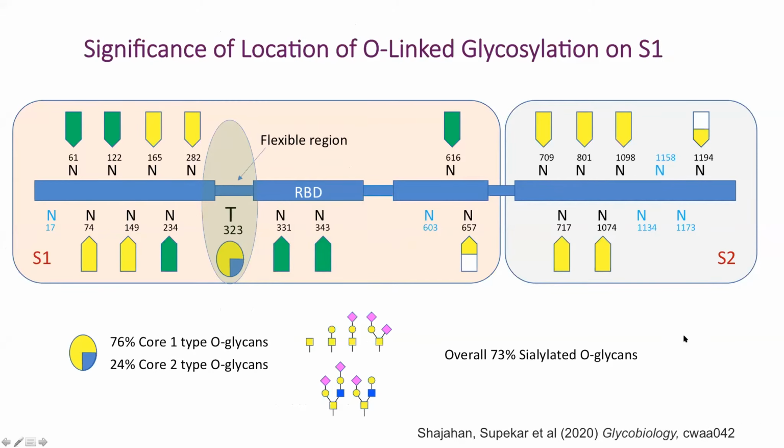So, the significance of O-glycosylation in the S1 subunit. We have observed O-glycosylation at threonine 323 in the S1 subunit. This is close to the RBD region and it's in the flexible region, so it may have implications. The structures that we have observed are 76% core 1 type O-glycans and 24% core 2 type O-glycans, and they are predominantly sialylated O-glycans.